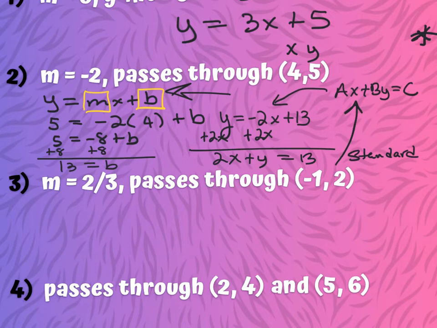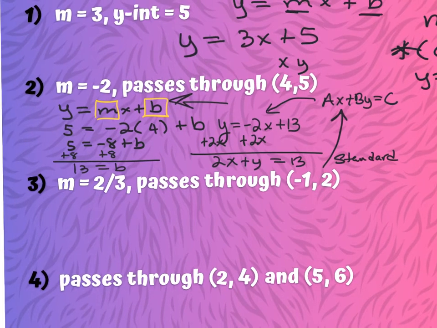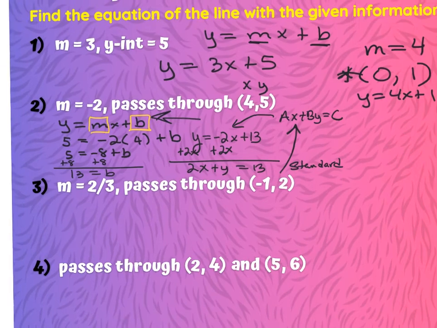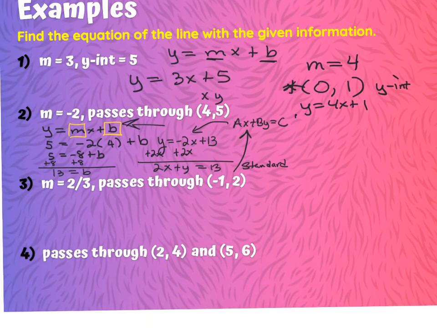However, in tonight's WebAssign, everything's in slope intercept. So this is option 1. Option 2 would be to use the point slope form. So I'm going to take the same problem. I'm going to come over here to the side. And now point slope, remember, is y minus y1 equals m(x minus x1).